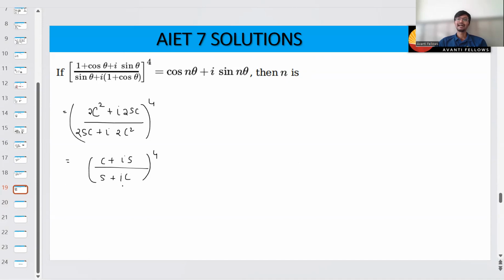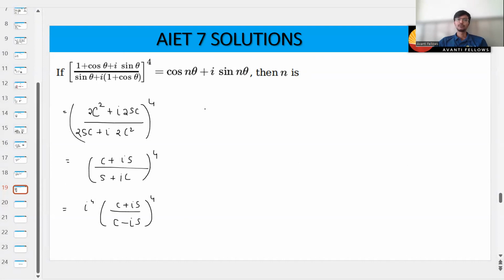Now in denominator we have I cos. So we can multiply and divide by I. So I raised to 4 comes out completely. Cos plus I sine upon cos minus I sine.